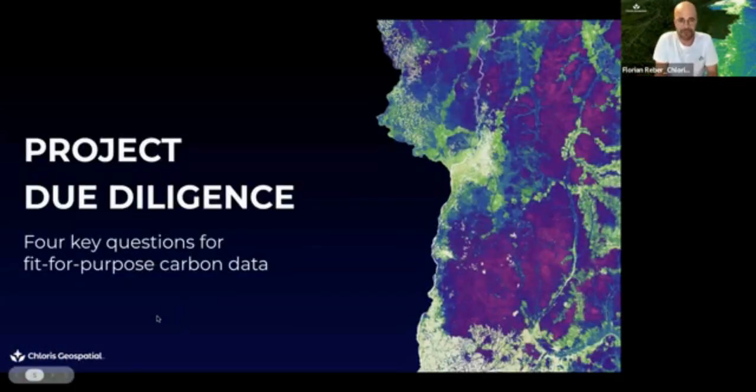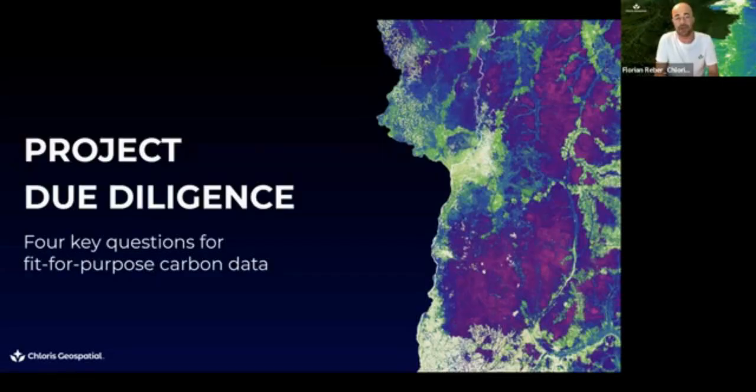So, today, of course, we talk about project due diligence of forest carbon projects, and arguably forest carbon data plays an important role to understand and assess forest carbon projects. I'd like to say as well that there are, of course, other information that need to be considered. It's not all about the carbon, but of course that's a key aspect of the due diligence.